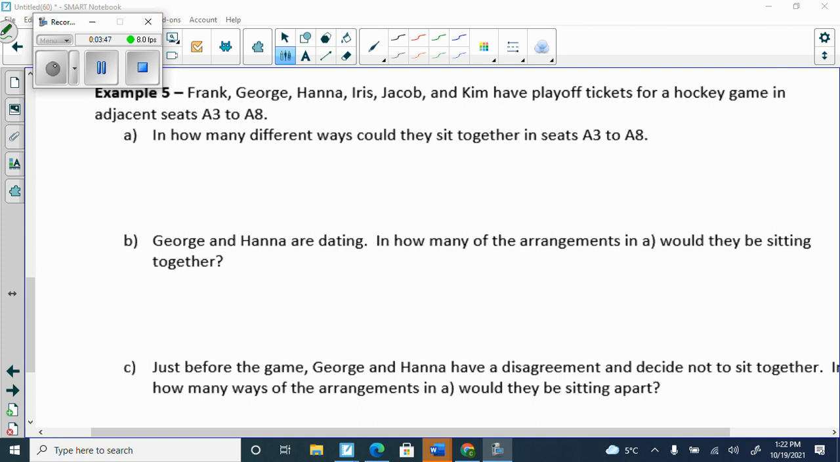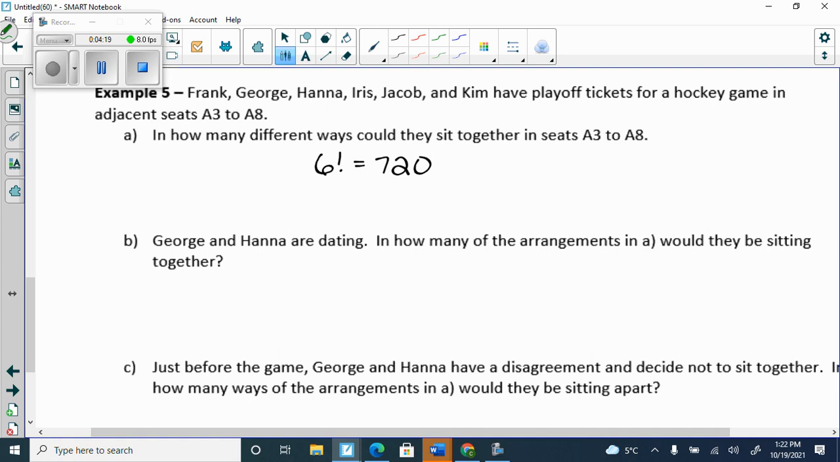We have Frank. We have George. We have Anna. We have Irish. Not Irish. We have Jacob and Kim. They have playoff tickets for a hockey game in the adjacent seats A3 to A8. In how many different ways could they sit together? There's no restrictions, right? How many peeps are there? Six. So how many ways can they sit together? Yes, 6 factorial, which is 720.